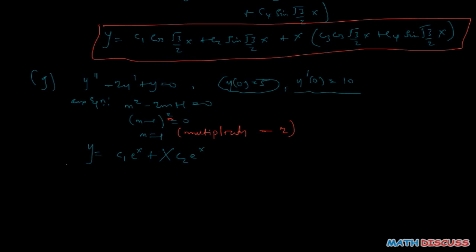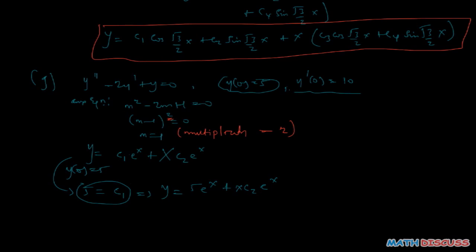Starting with the first condition, y at 0 equals 5. So when x is 0, y is 5. That's c1 e to the power 0, which is 1, plus 0 times this, which is 0. So I already have a value for c1: c1 equals 5. Now the solution becomes y equals 5 e to the power x plus x c2 e to the power x.